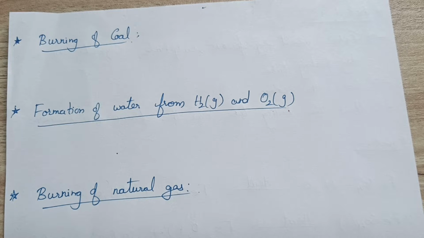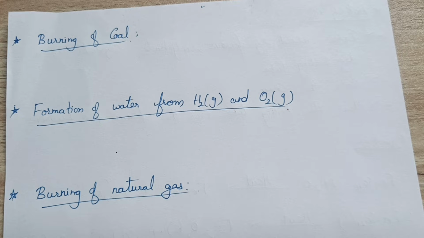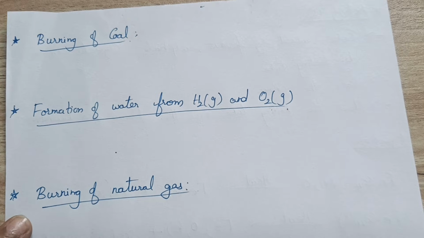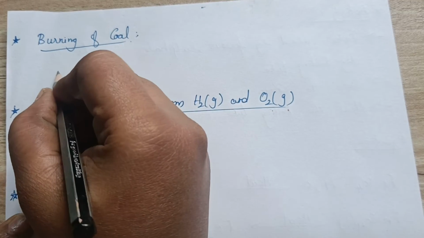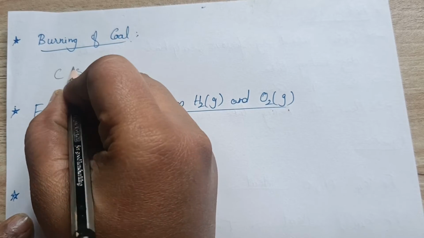Hi dear. Today we'll see a few reactions and activities. So what type of reaction is taking place? We'll see here. The first one is burning of coal. Coal means carbon, in the form of solid.